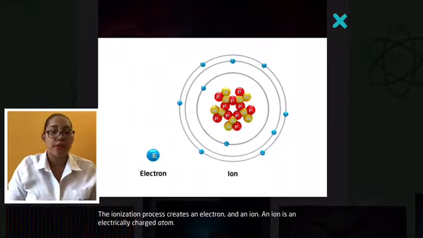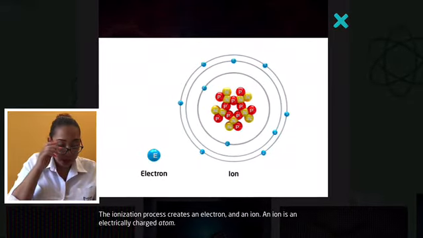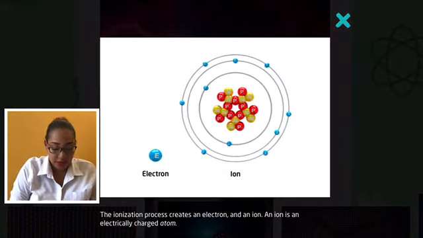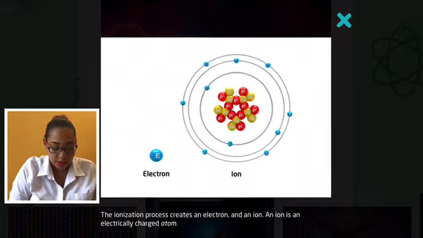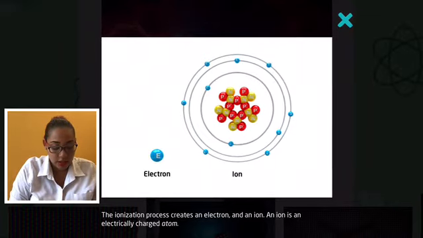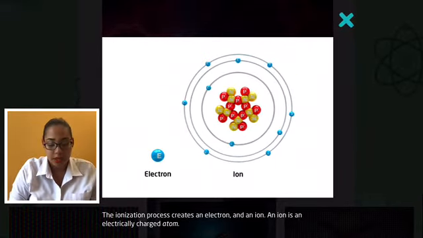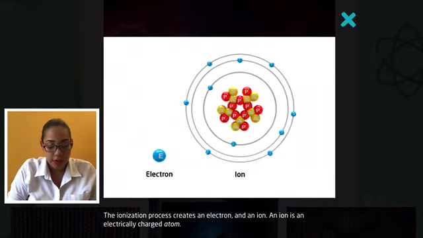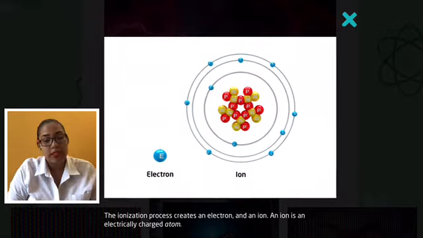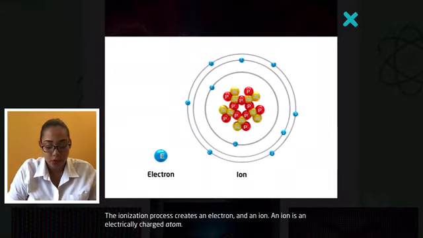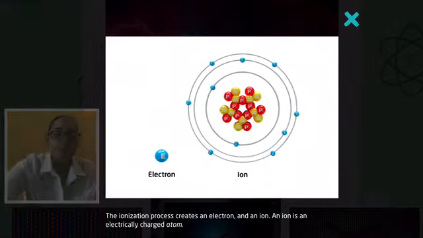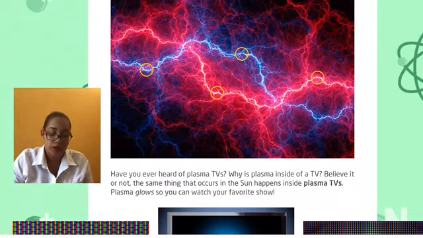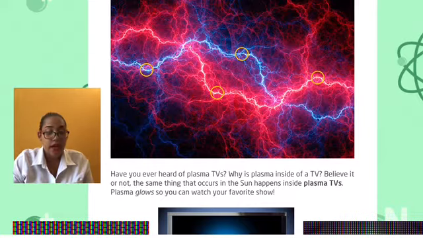Okay, this other image says, the ionization process creates an electron and an ion. An ion is an electrically charged atom. Okay, and you see the image where you have the electron outside, the ion, and inside you have the neutrons and protons, okay?